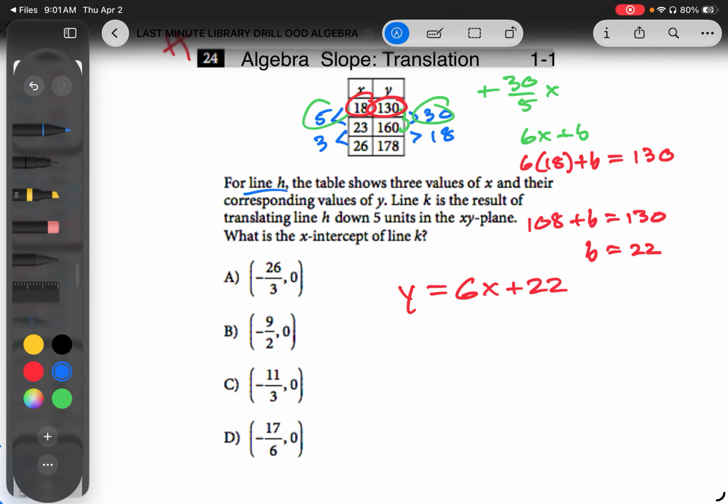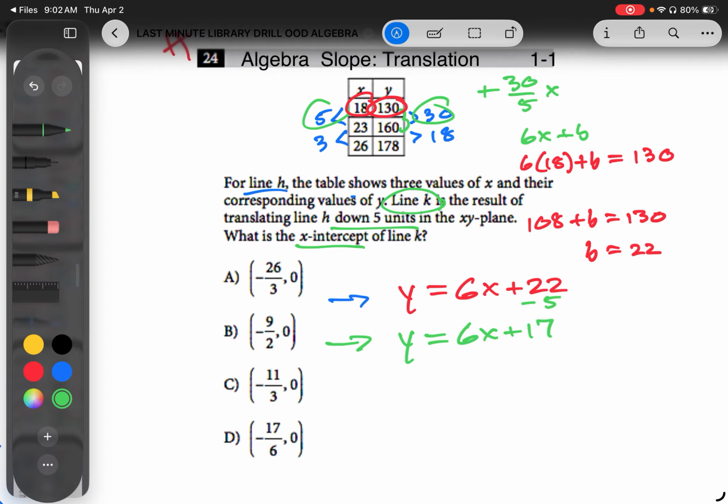Question, line H. This is line H. Values, and so on. Line K is the result of translating 5 units. So let's do my line K. It's going to be y equals 6x. Translating 5 units down, subtract 5, plus 17. So that's my new formula.